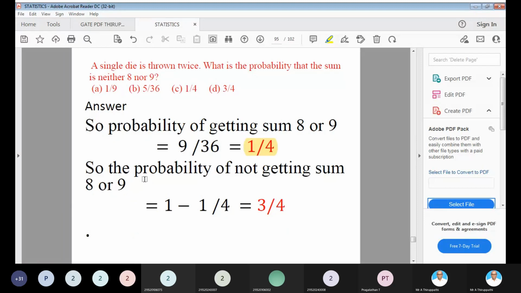Now what is the question? Neither 8 nor 9, so not getting a sum of 8 or 9. So 1 minus 1 by 4. So 3 by 4 is the answer.